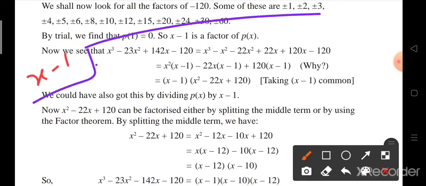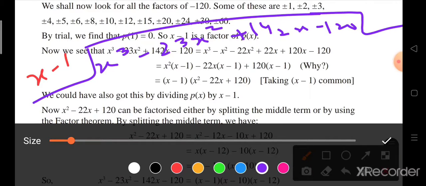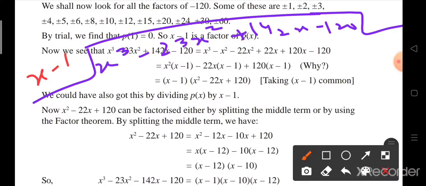The polynomial is x cube minus 23x square plus 142x minus 120. When you divide it, you will get the quotient as the same value, that is x square minus 22x plus 120. You will get the same value. Now you can split the quotient by splitting the middle term, and you will get the factors.